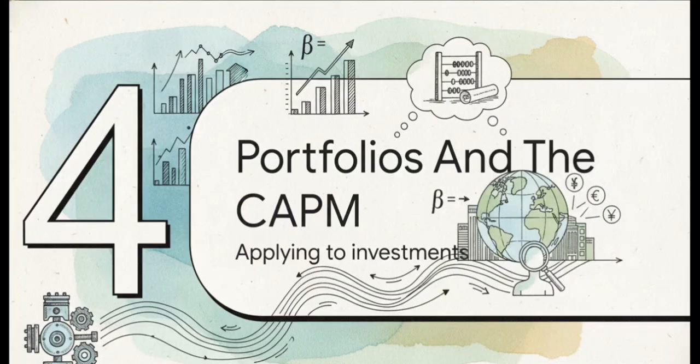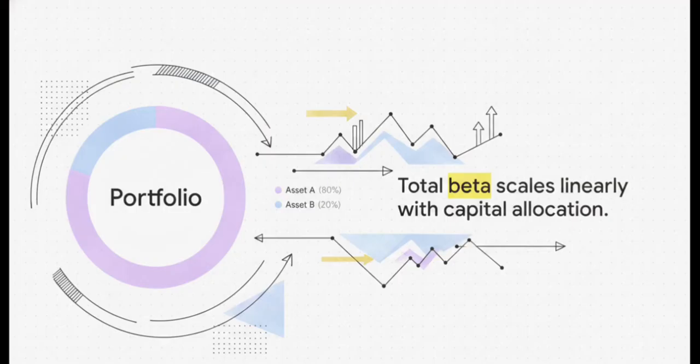All right, Section 4, Portfolios and the CAPM. Let's see how beta applies directly to your investments. One of the most beautifully simple things about beta is that it's a linear operator. You can weight it, average it, add it all up. If you've got a portfolio that's 80% asset A and 20% asset B, the portfolio's total beta is literally just 80% of asset A's beta plus 20% of asset B's beta. It scales perfectly with your capital allocation.